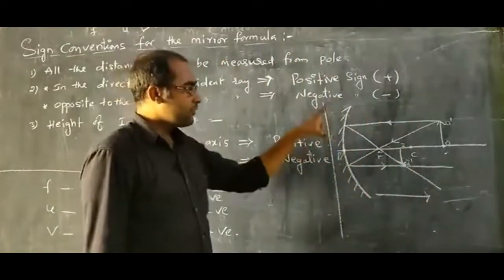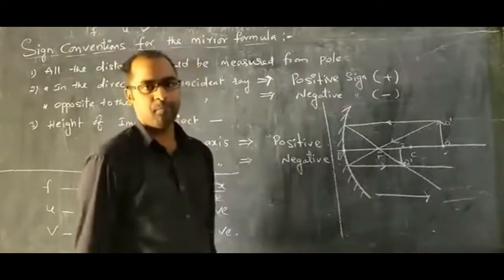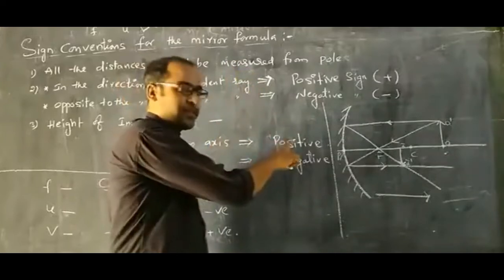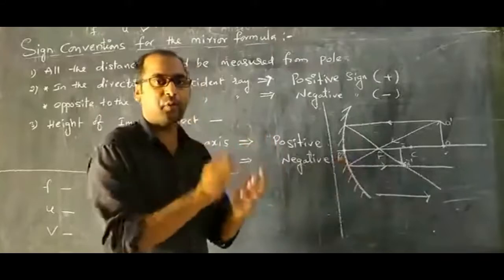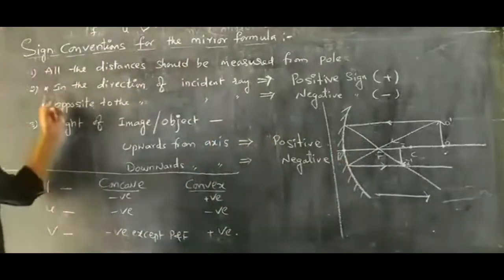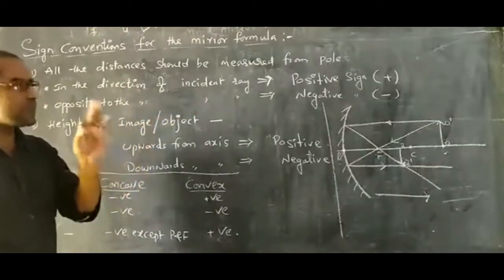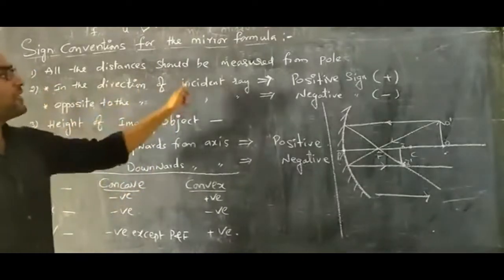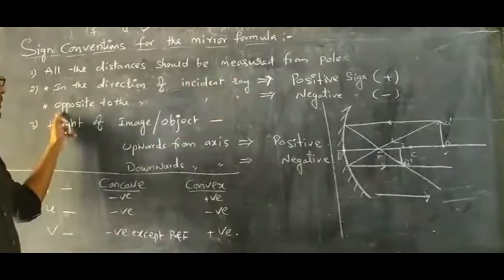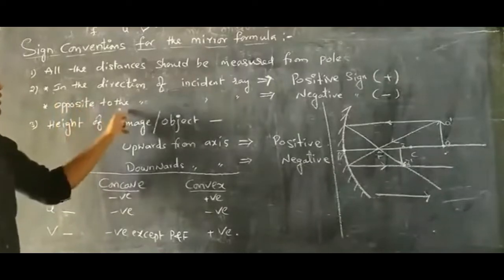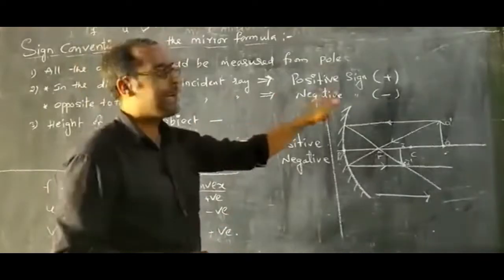While taking the sign for that object distance, we have to consider the incident ray: in which direction the incident ray is present and in which direction we are measuring the distance. That is important here. Let us take the rule. The distance measured in the direction of the incident ray should be taken positive. The distance measured in the direction opposite to the direction of the incident ray should be taken negative.